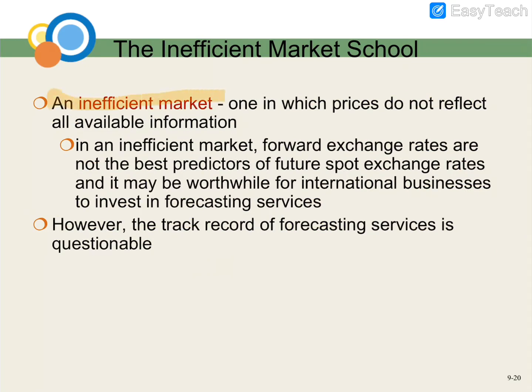An inefficient market school is one in which prices do not reflect all available information. In an inefficient market, forward exchange rates are not the best predictor of future spot exchange rates, and it may be worthwhile for international businesses to invest in forecasting services. However, the track record for forecasting services is questionable. An inefficient market is one that does not succeed in incorporating all available information into the true reflection of an asset's fair price.